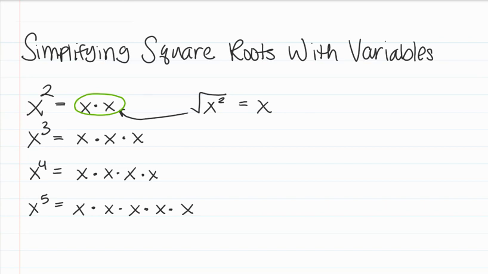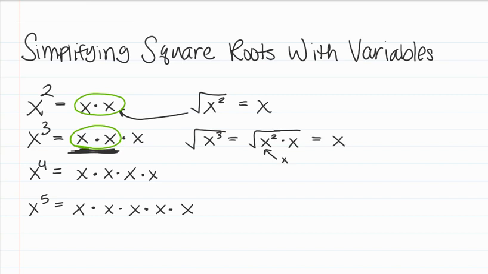So if we look at x to the third, we have a pair here. When I try to take the square root of x to the third power, I know I have a pair of an x times an x, so I could break this down into x squared times x, right? That's where this green circle, the x times x inside, comes from. And the square root of x squared is going to be x, so this would equal x times the square root of x.